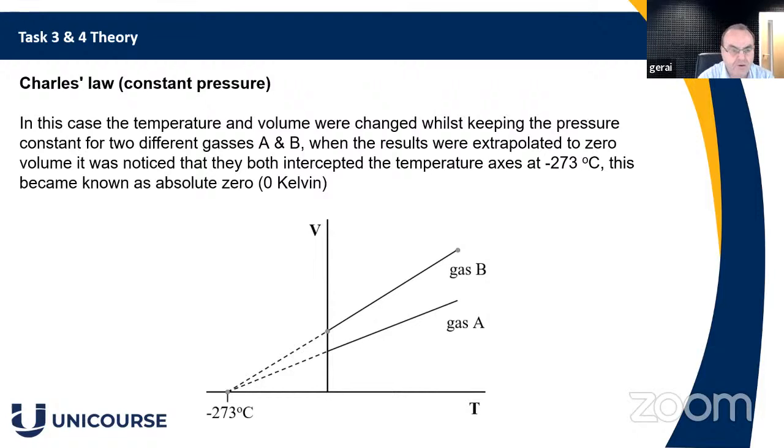And that became known as absolute zero, and is known as 0 Kelvin. So that's where that came from. It's based on Charles's law and the extrapolation of changing the volume and the temperature, keeping the pressure constant, and we were able to establish that absolute zero is -273 degrees.